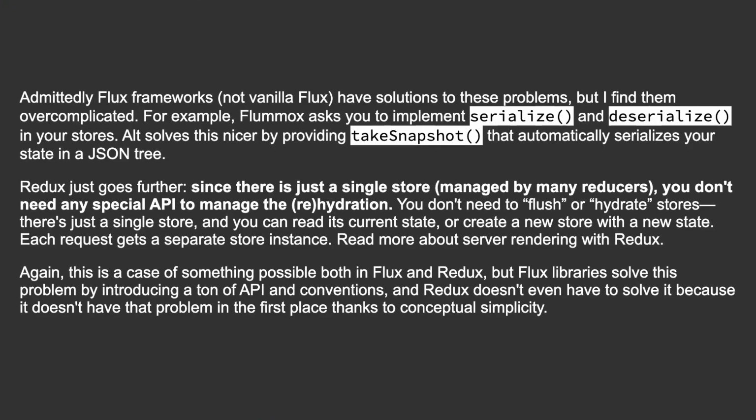Admittedly, Flux frameworks, not vanilla Flux, have solutions to these problems, but I find them overcomplicated. For example, Flummox asks you to implement serialize and deserialize in your stores. Alt solves this nicer by providing takeSnapshot that automatically serializes your state in a JSON tree. Redux just goes further. Since there is just a single store, managed by many reducers, you don't need any special API to manage the hydration. You don't need to flush or hydrate stores. There's just a single store, and you can read its current state, or create a new store with a new state. Each request gets a separate store instance.